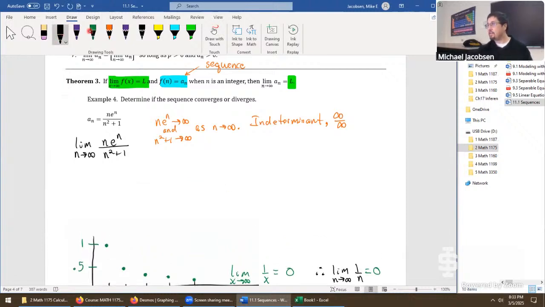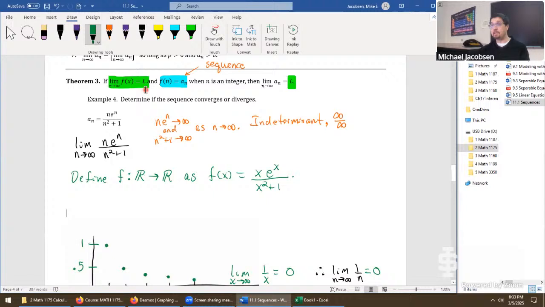We'll say here, define f. It's now going from R, not from the integers now. We're doing a function with domain the actual real numbers, is the better way to say that. We'll define it as f of x equals x e to the x divided by x squared plus 1. And we can totally take the limit of that function. We'll find the limit L.